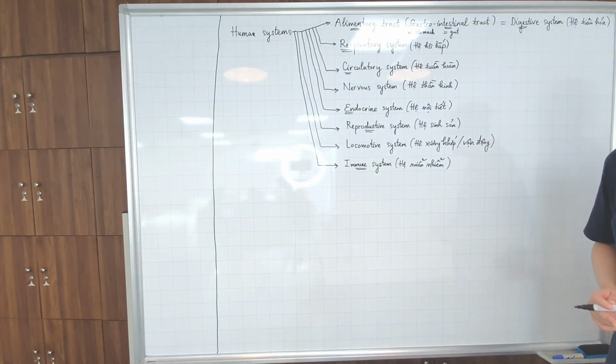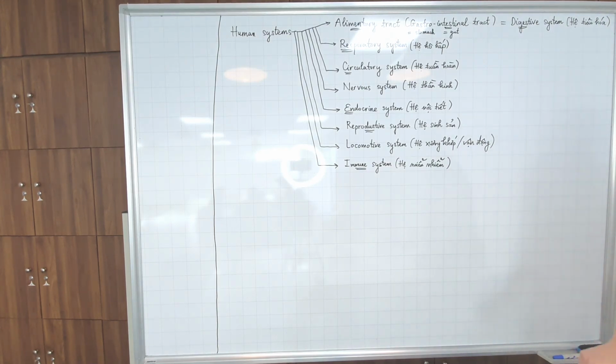So let's start first. You wrote it down, okay? Right, good. Let's go according to the numbering. So first today, let's do the alimentary tract or digestive system, okay?